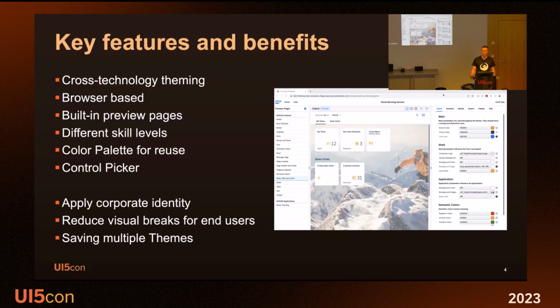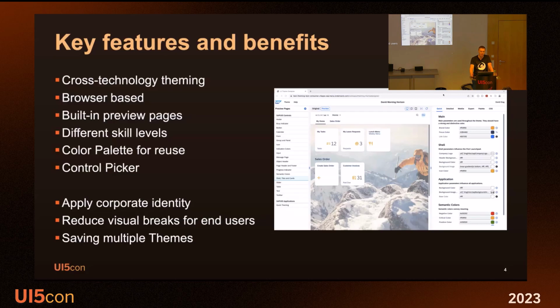You can activate the Control Picker, hover over your preview pages, and then select a control. For example, here, select the tile, and then you get a list on the right side with the theming parameters which are used in the tile. Very cool. If you don't know anything, just hover over your preview and start theming right away. I think the benefits are very clear. You can apply your corporate identity, and with that, you will reduce the visual breaks for end users.